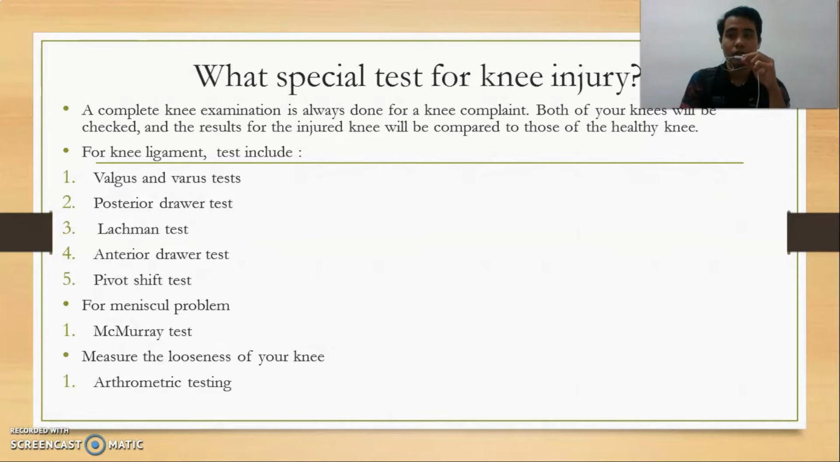A complete knee examination is always done for a knee complaint. Both of your knees will be checked and the result for the injured knee will be compared to those of the healthy knee. The knee ligament tests include valgus and varus test, posterior drawer test, Lachman test, anterior drawer test, pivot shift test. For the meniscal problem, McMurray test, and measure for the looseness of your knee, orthopedic testing.